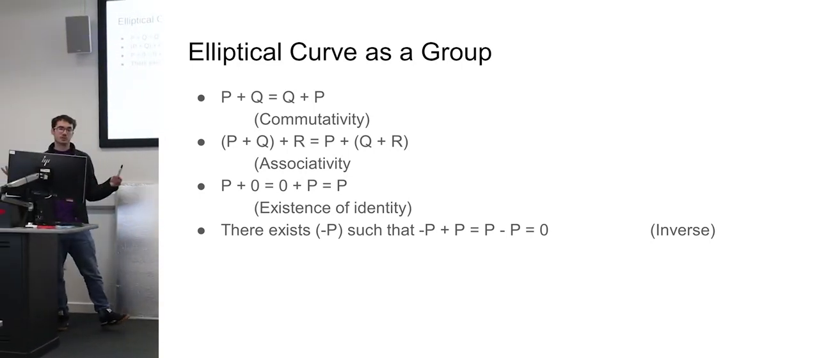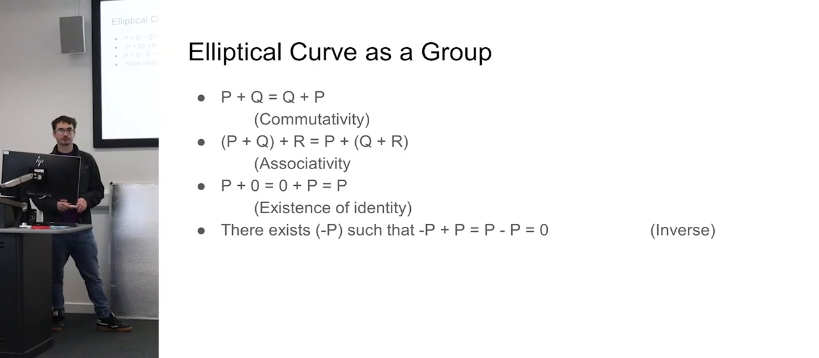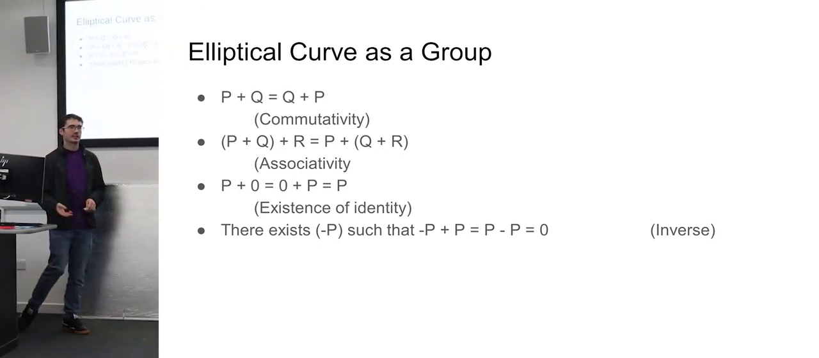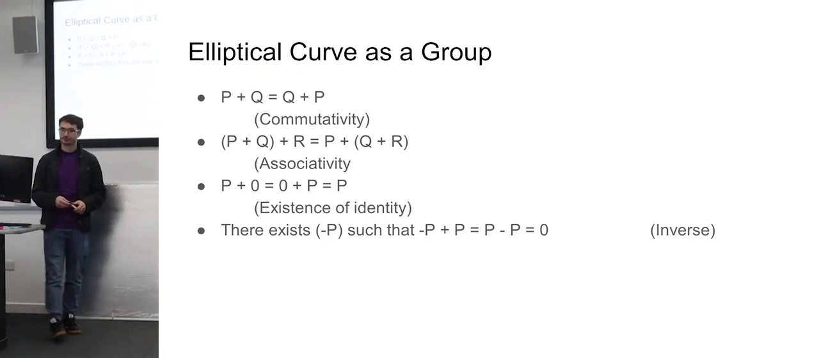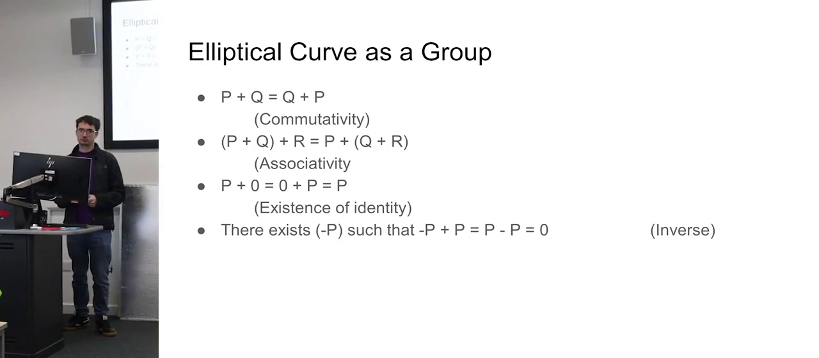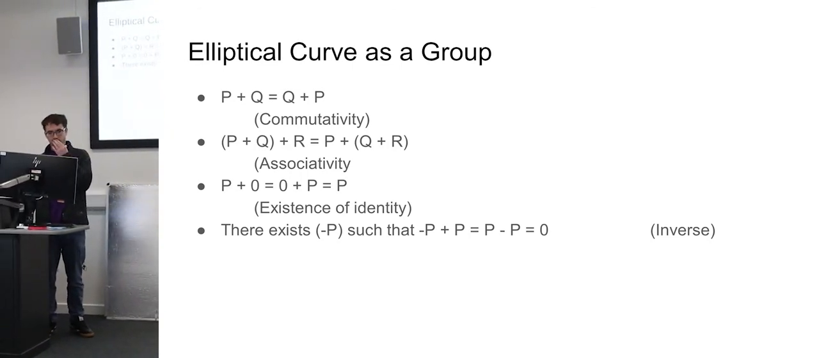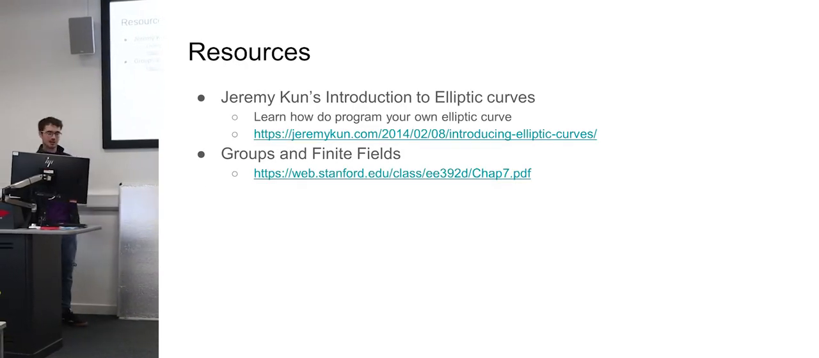So p plus q is equal to q plus p. P plus q in brackets plus r is the same as p plus q plus r. And then again, this identity element has no effect, right? P plus the identity element is p. Yeah, so I don't know how long I was, but that is me.